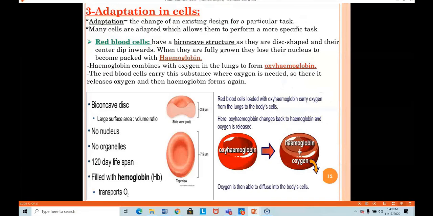Alright, then we will talk about the adaptation in the cells in our next lesson, inshallah.